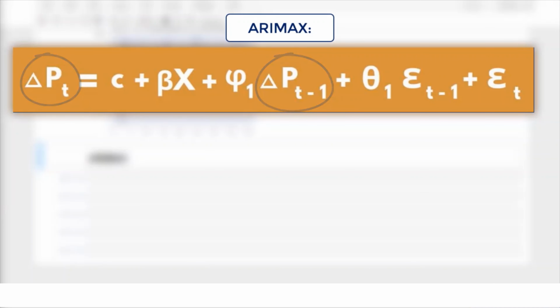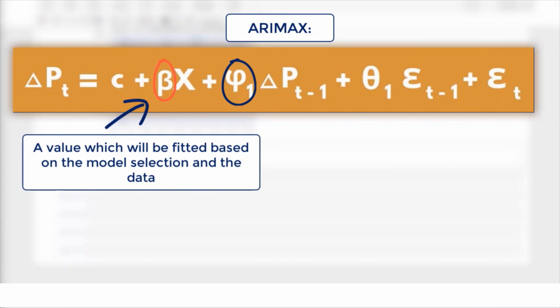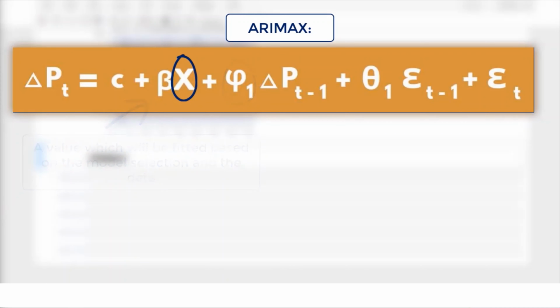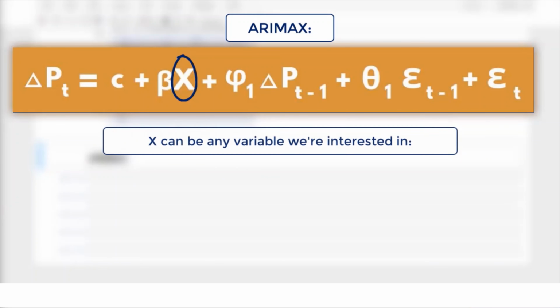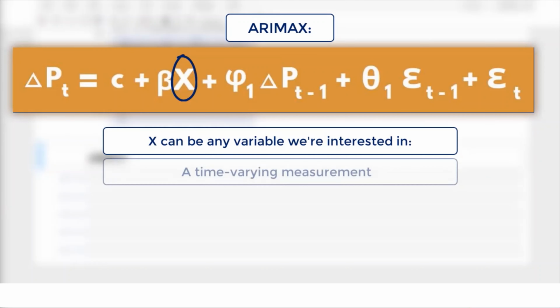Now, the two new additions to the model are x and its coefficient beta. Just like phi, beta is a value which will be fitted based on the model selection and the data. But what about x? Well, x can be any variable we're interested in. As we mentioned, it can be a time-varying measurement like the inflation rate or the price of a different index.